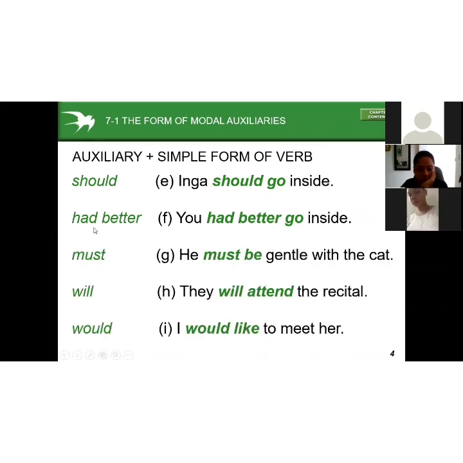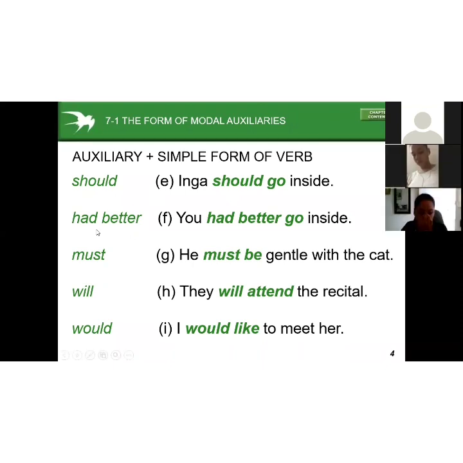Now, last time I said that we were going to speak about this, and today we will, right? And also, we're going to speak about all of them. So let's see the first one. Example E, it says Inga should go inside. Again, we use should to talk about recommendations, right? To give advice. Had better. Now, had better is something similar in meaning to should. It can be debería, why not?